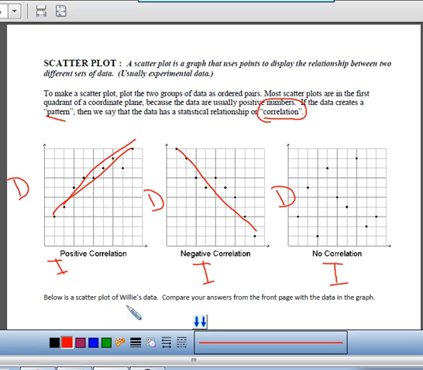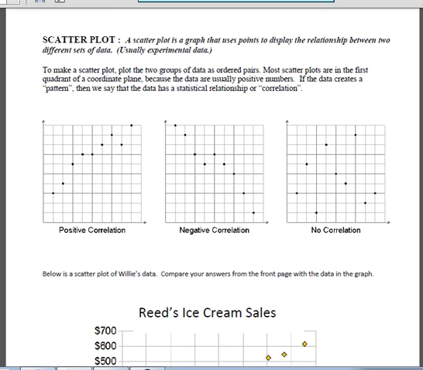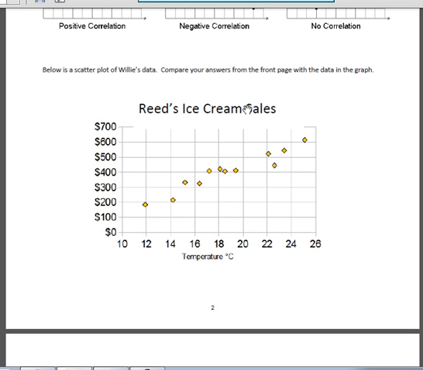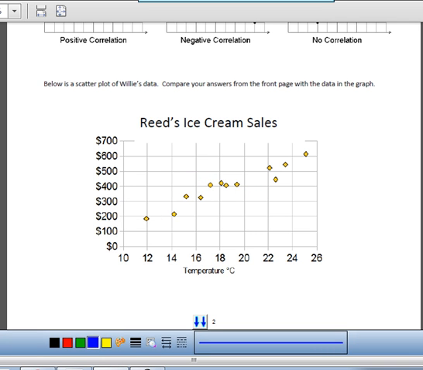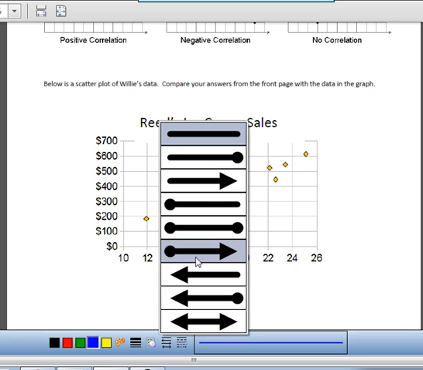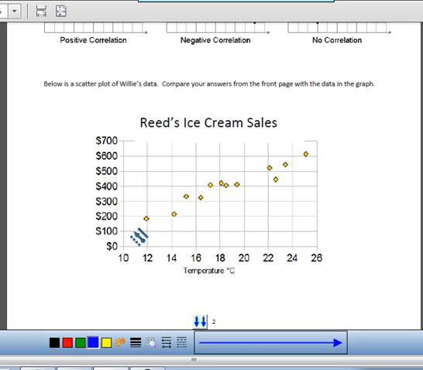So below is a scatter plot of Willie's data. That's from the other page. Compare your answers from the front page with the data in the graph. So we're going to go back to those questions in just a second. So Reed's ice cream sales. So first thing I'm going to do, I look at it, and it looks like from the data that there is a pattern. And what I can do is draw something known as a best fit line, which looks like it's going to start about here and go through here. And I put an arrow because it looks like it can keep on going.